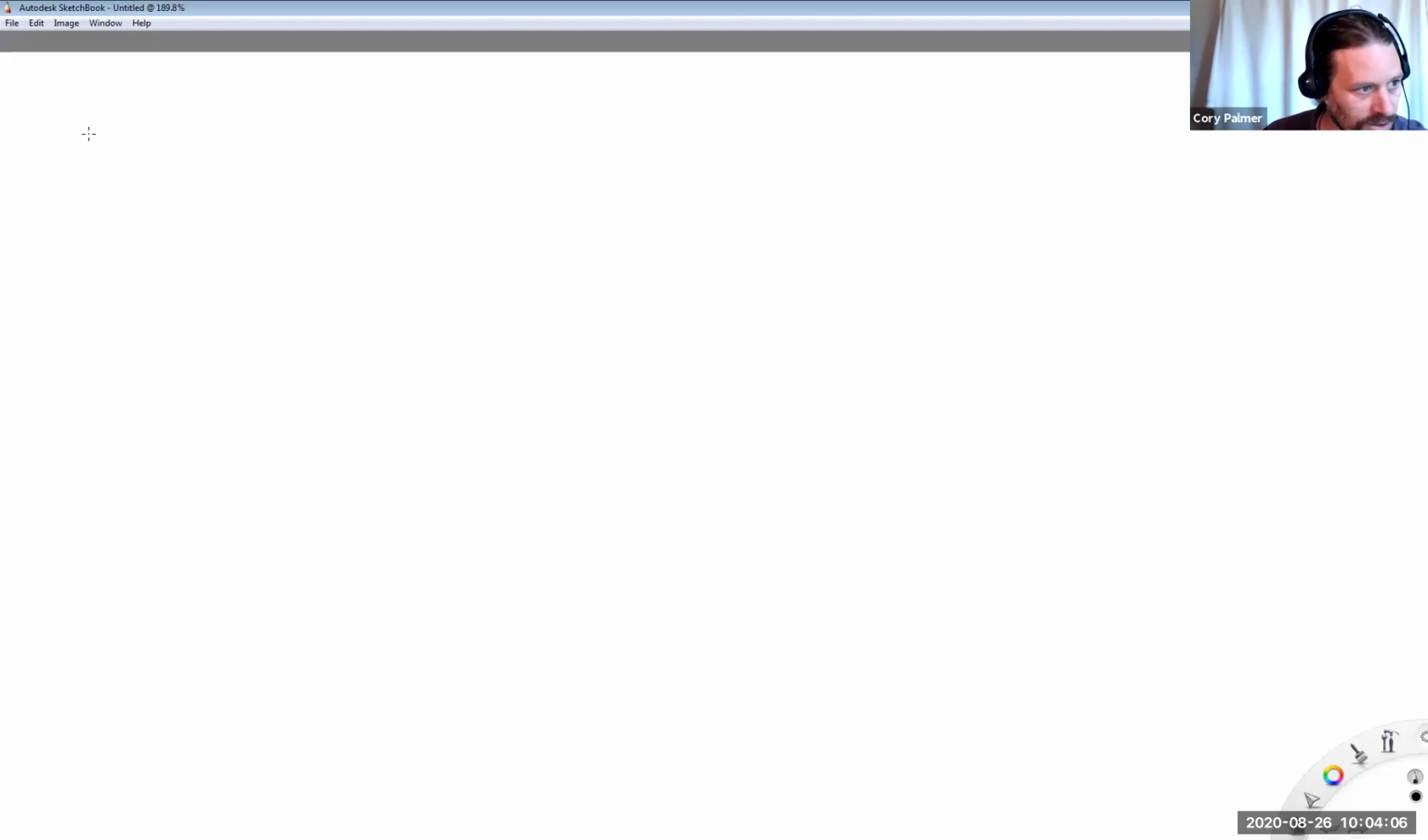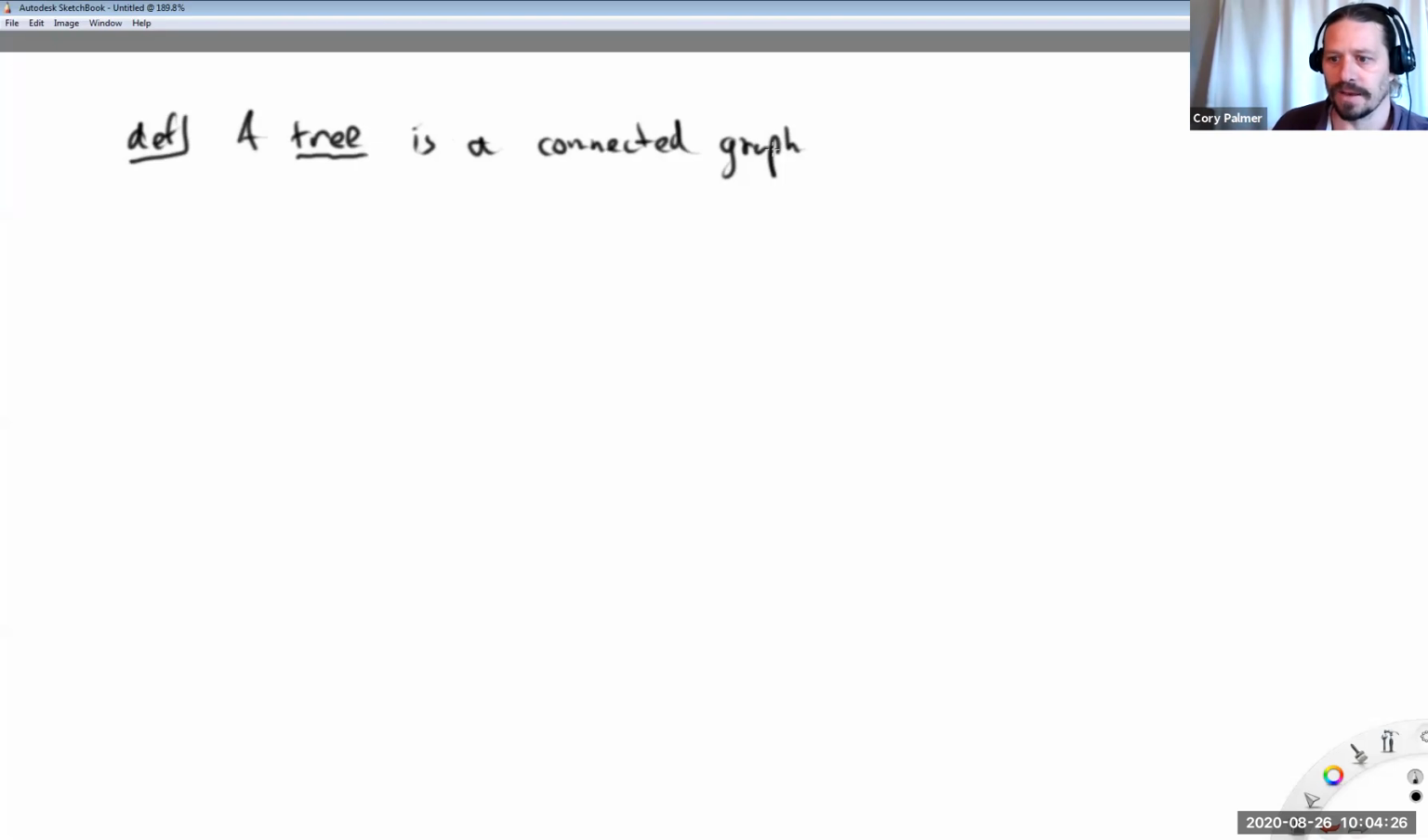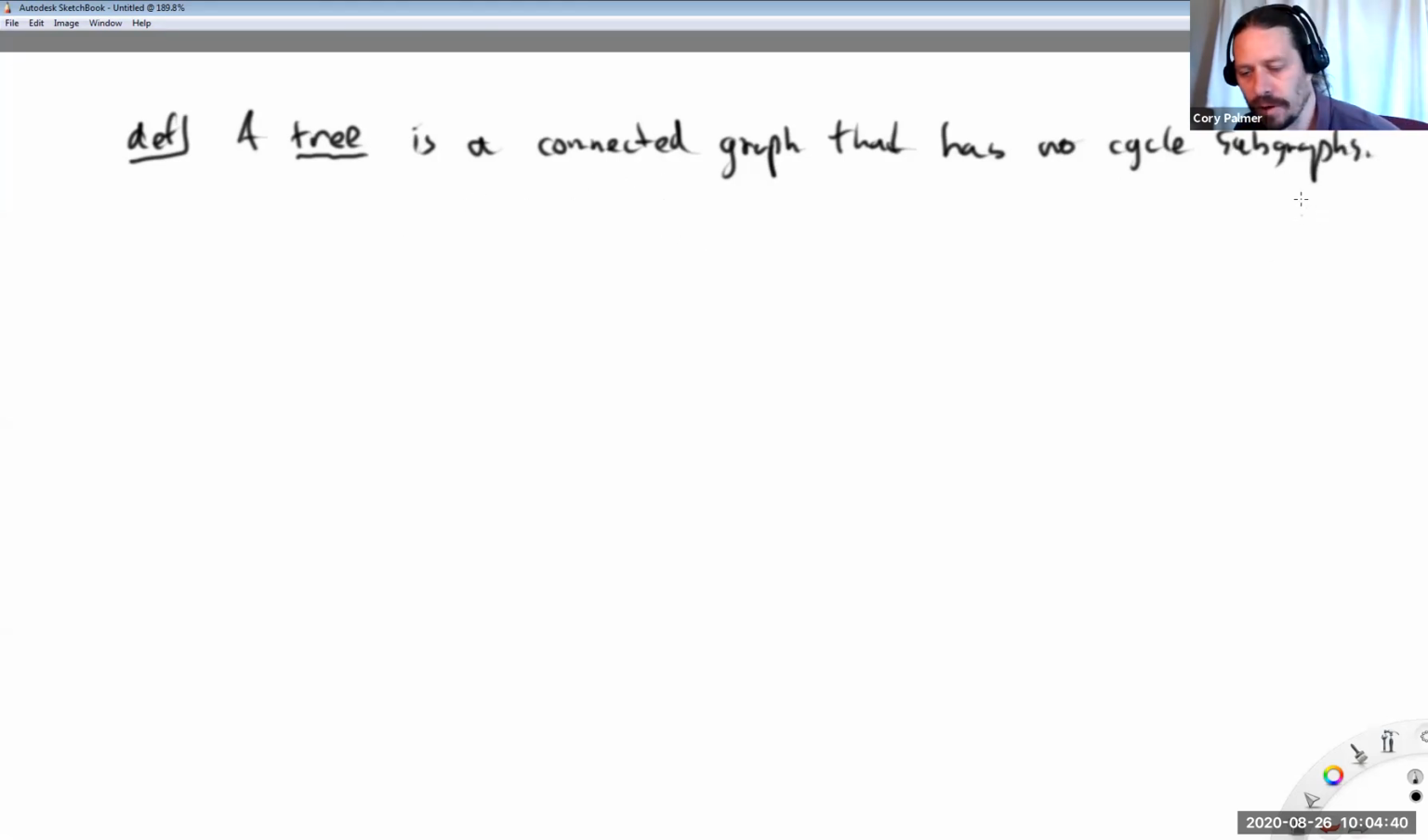So let's define what a tree is. Definition: a tree is a special type of graph that has the following two very simple properties. It is a connected graph that has no cycles in it as a subgraph, okay? That has no cycle subgraphs. Okay, that's all that it is. It needs to be connected and it needs to have no cycle among its vertices no matter what.